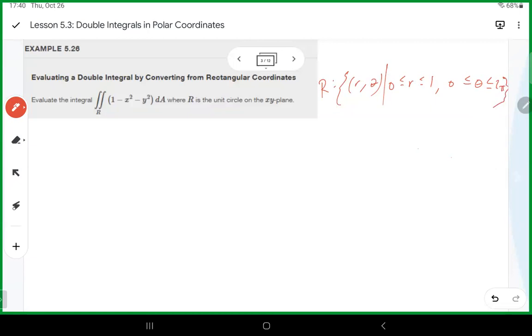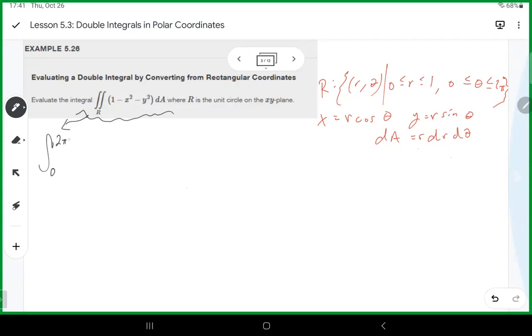Okay, using the conversions x equal to r cosine theta and y equal to r sine theta. And then we know that dA would be equal to r dr d theta. Then that's going to give us the following. I think you guys can rewrite this part if you want. I'm going to save us a little bit of room.